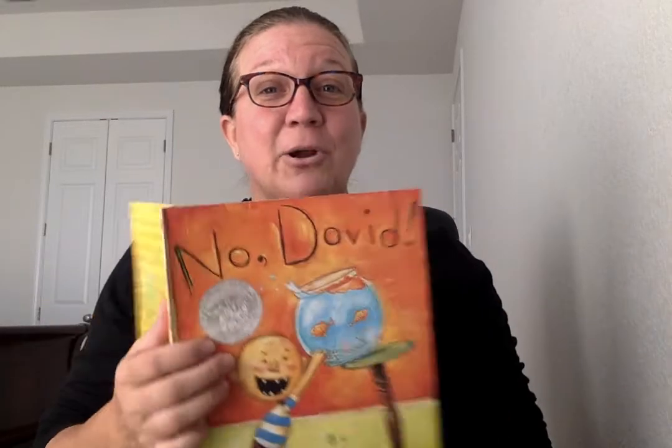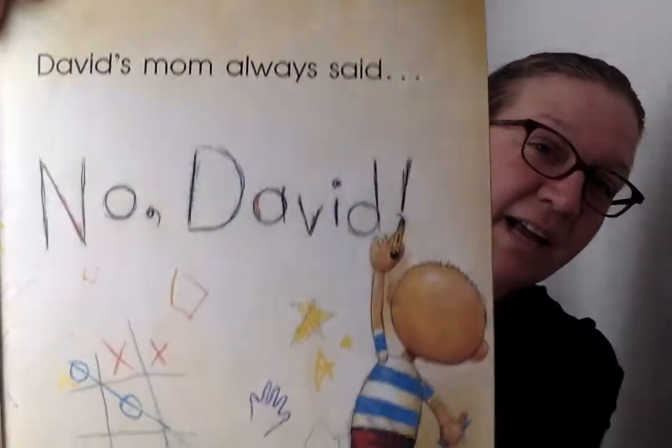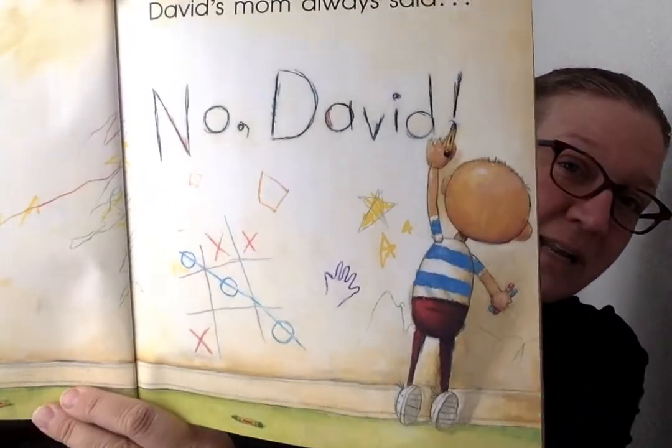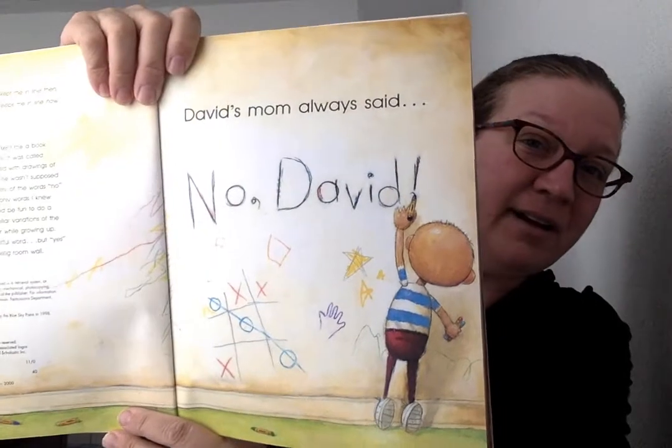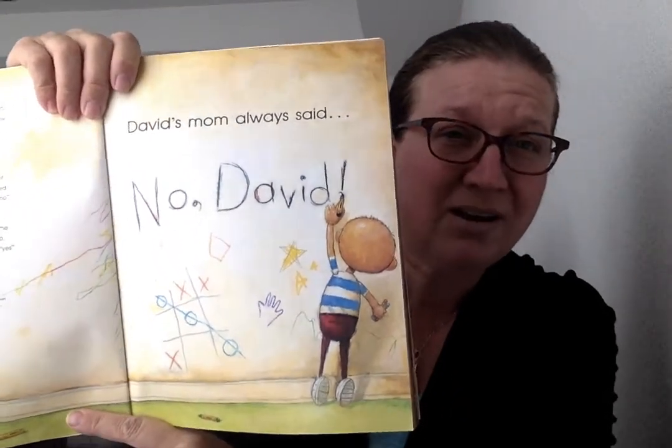All right. Well, I'm so excited to read this book to you today, the book No, David. And it starts off like this. "David's mom always said, 'No, David.'" All right. So this is what the first picture in the book looks like. Take a look at that. What is he doing there? Oh, David, he's writing on the walls.